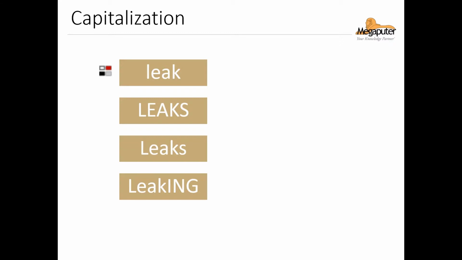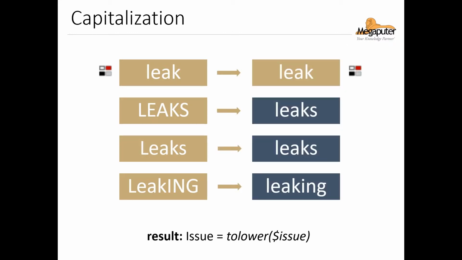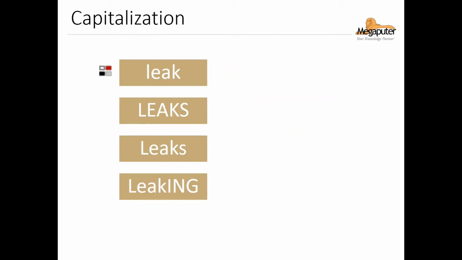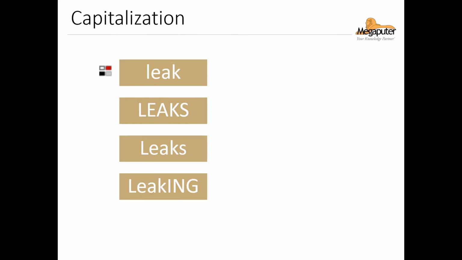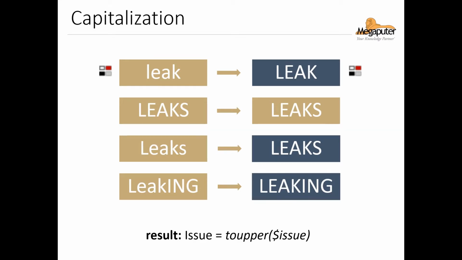For example, here we have results with different capitalizations. And once we use the function toLower, we get all our results in lowercase. But if we use toTitle, we see that the first character in the word is capitalized, while the other characters are lowercase. And finally, if we use toUpper, we get our results in uppercase.